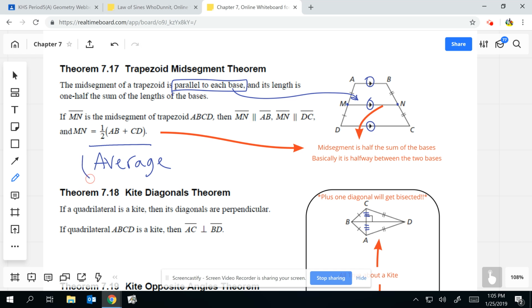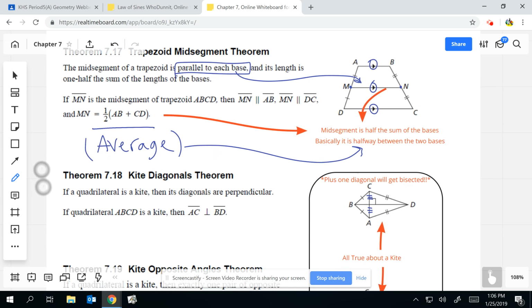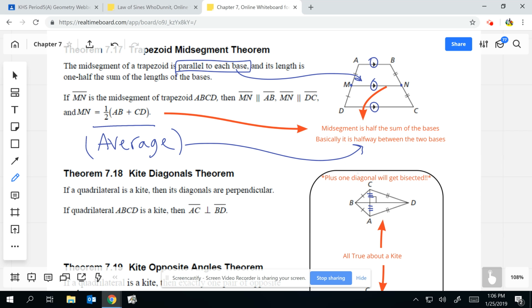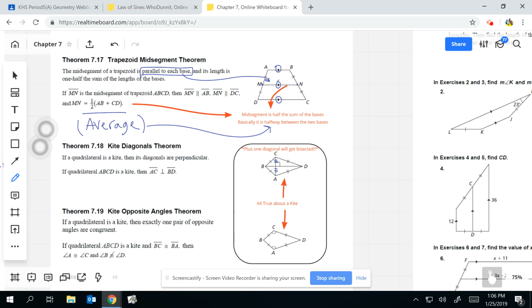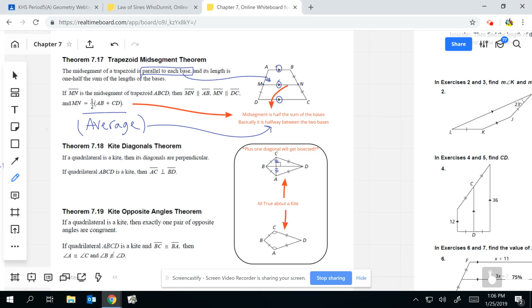So it's parallel and it's half of the sum of the bases. So I put the word average over here. That's a good word to use. Halfway means average. Average basically means halfway there. Halfway from one to the other is its average. In a triangle, we were just taking half of the base, but this time you got to go halfway between the bases. Because in the trapezoid, you got two bases. In the triangle, you only had one base. So it's halfway between the two bases. And then I gave you all of this stuff earlier on the kite.